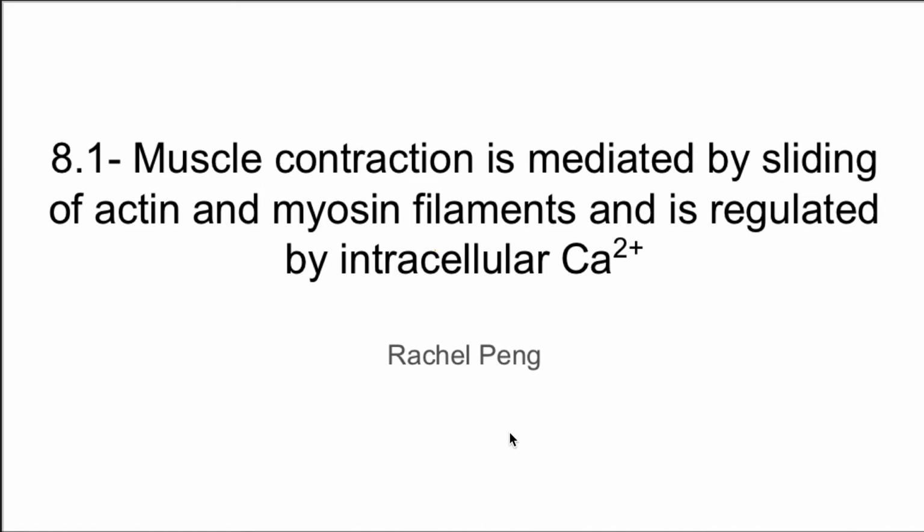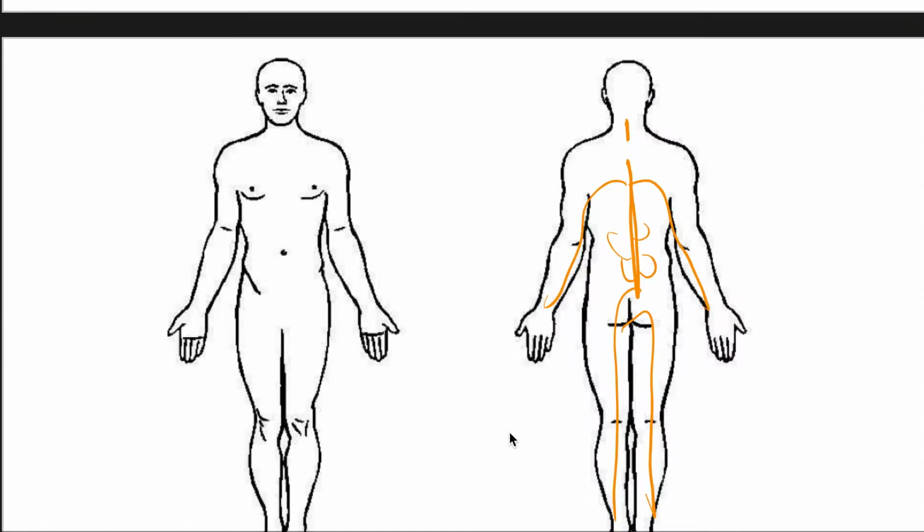Hi guys, in this video, we're going to discuss the motor system and specifically how movement is controlled. So in short, movement is controlled by muscle contraction, which is mediated by filaments like actin and myosin, which are regulated by calcium ions. Before we talk about the cellular mechanism, let's talk about the motor system from a macro level. Let's look at a human body diagram.